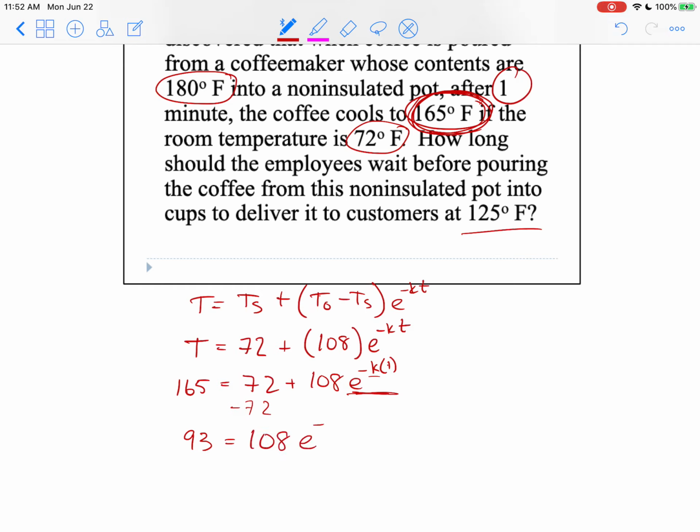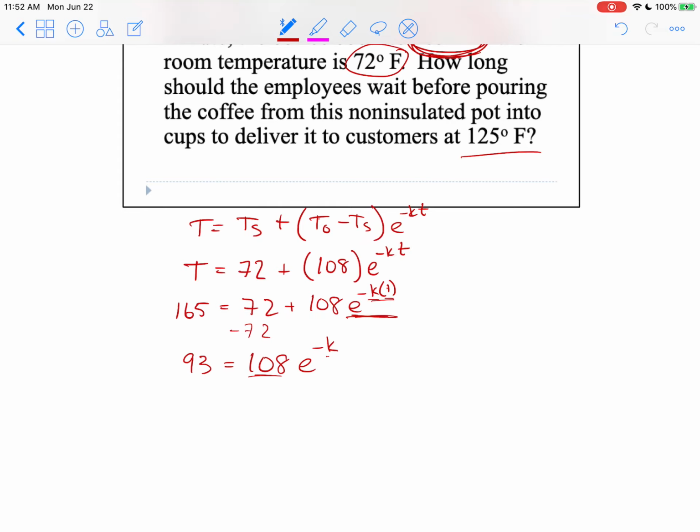And that equals 108 e to the negative k. I'm not going to keep writing the 1 because k times 1 is just negative k. But before I can get to this exponent, I need to get rid of this 108 here because that's not being raised to an exponent. So now I'm going to divide by 108 on both sides. So divide by 108. So I have 93 over 108, and I don't know if that reduces.